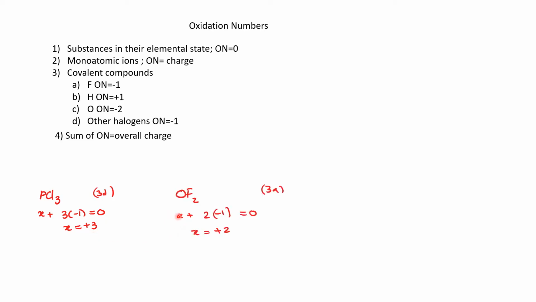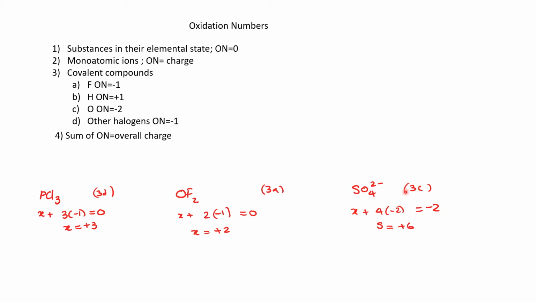Let's take X as the oxidation number of oxygen. According to rule 3A, fluorine has -1 and we have 2 fluorines. That means we are going to multiply this -1 by 2, and the overall charge of the compound is 0. So the oxidation number of oxygen in this compound is +2.